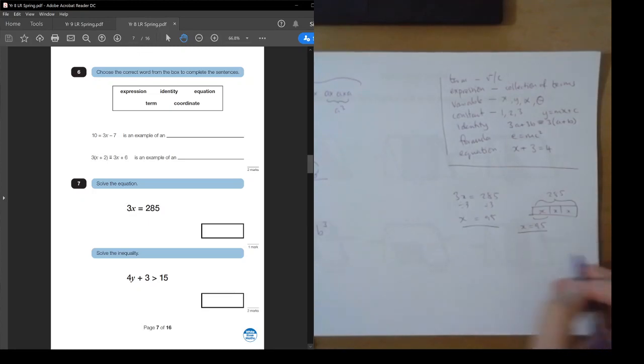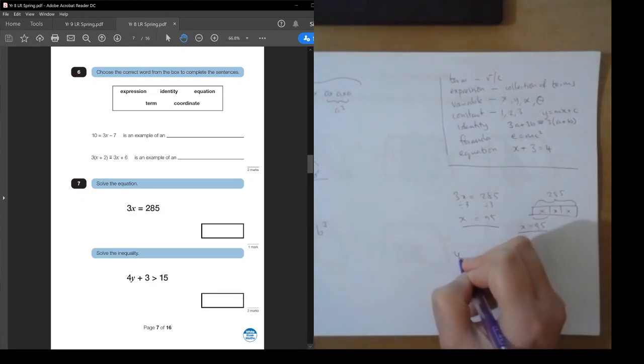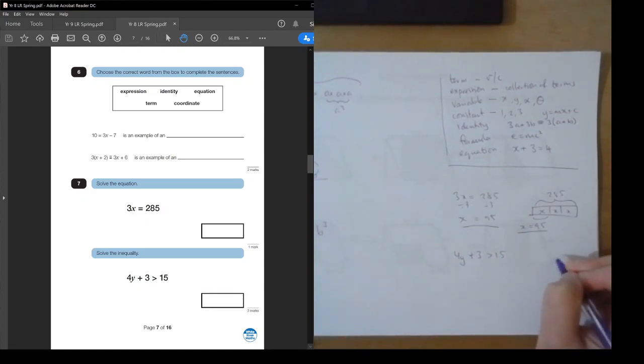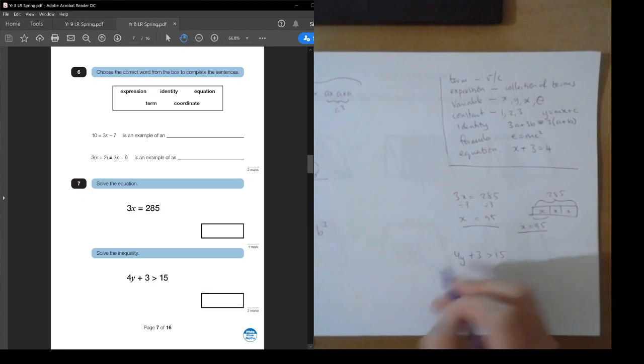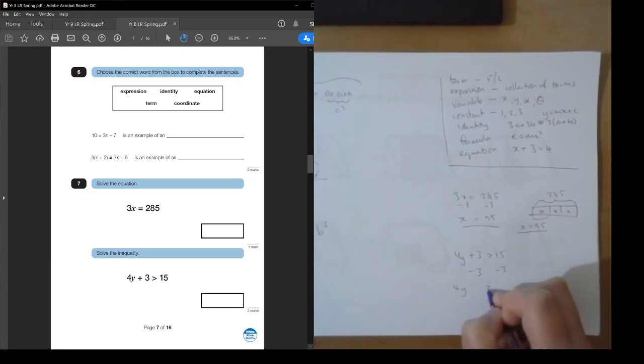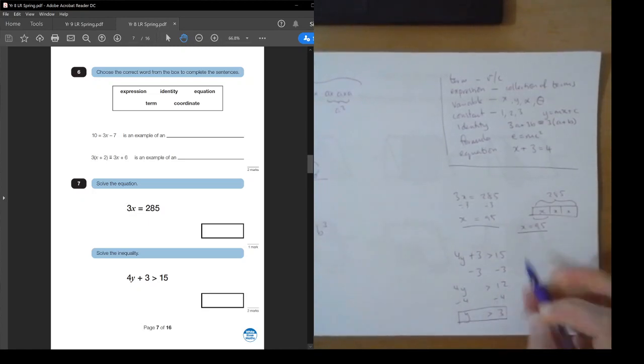Okay, then you've got the inequality. 4y plus 3 is more than 15. Looking at the algebraic method first, it works perfectly fine. You've got 4y is more than 12. Then divide both sides by 4. You then get y is more than 3. I have not changed this to an equals at all. I do not expect to change it to an equals at all.